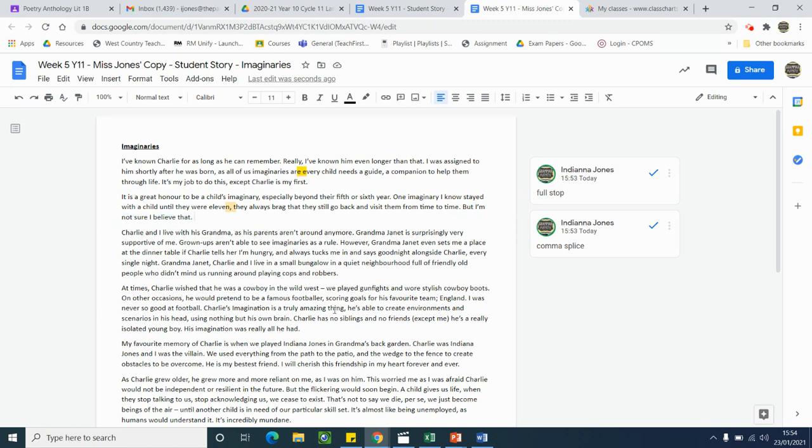Charlie and I live with his grandma, as his parents aren't around anymore. Grandma Janet is surprisingly very supportive of me. Grown-ups aren't able to see imaginaries, as a rule. However, Grandma Janet even sets me a place at the dinner table if Charlie tells her I'm hungry, and always tucks me in and says goodnight alongside Charlie, every single night. Grandma Janet, Charlie and I live in a small bungalow in a quiet neighbourhood full of friendly old people who didn't mind us running around playing cops and robbers.